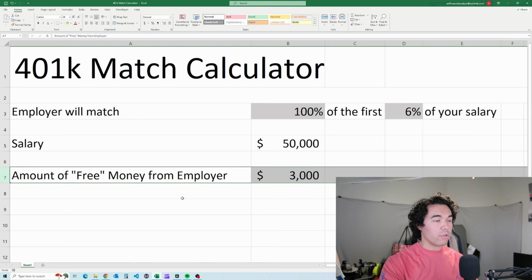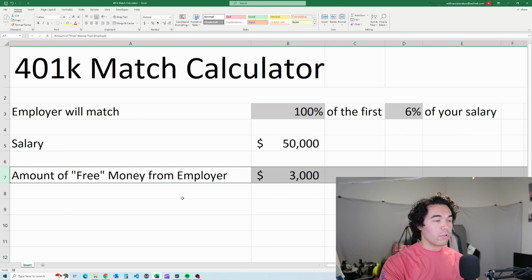So now that we know how the 401k match system works at different companies, we can isolate the amount of free money that this employer is going to give to us, and see how big of a difference this money is going to mean over the long term when you're planning for retirement. So here we are on a different sheet than before. This one's a little bit more complex, but it's going to remain relatively consistent throughout the video.